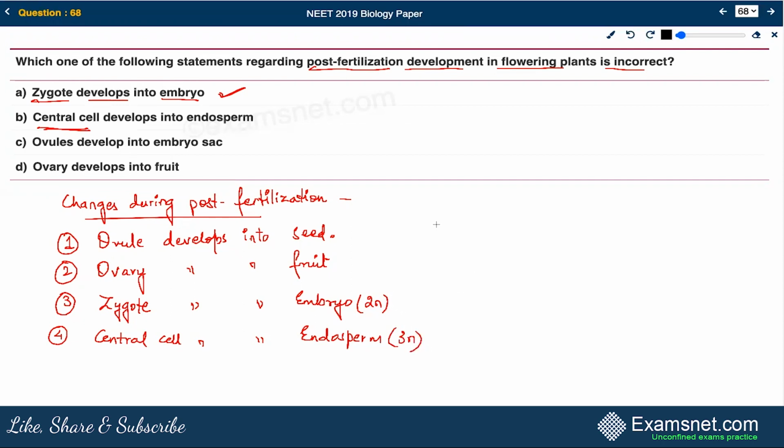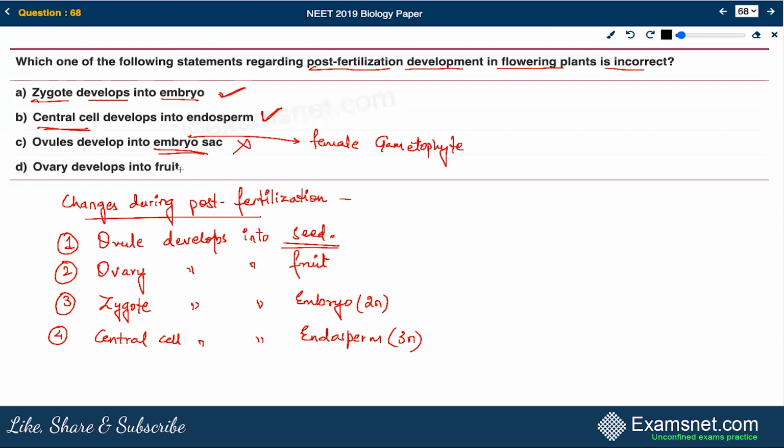Now let us take a look at what are the options that have been given. So zygote developing into embryo, this is correct. Central cell developing into endosperm, this is also correct. Ovules developing into embryo sac, no, not at all. This won't be an option because the embryo sac is the female gametophyte, the pre-fertilization structure that is formed in the ovule. So ovule develops into seed, not into embryo sac. All right, so this actually represents the female gametophyte. Remember.